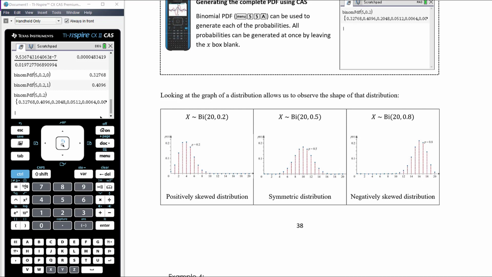Looking at the graph of a distribution allows us to observe the shape of that distribution. What we will see is, if the probability of success is 0.5, we'll get a nice symmetric distribution. The peak will be in the middle and everything will be symmetrically distributed around that. If our probability is less than 0.5, we will have a positively skewed distribution.